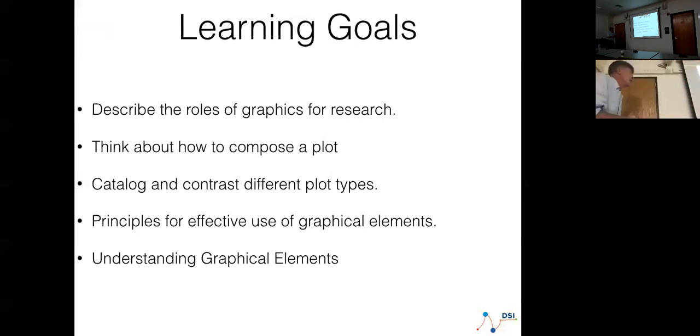Okay, so the learning goals are basically: what are the roles of graphics in research data? And we're talking only about data visualization, not information visualization or scientific visualization with vector fields and so forth. We're only talking about the data analysis purpose, but that's very important, as we'll see in a second.